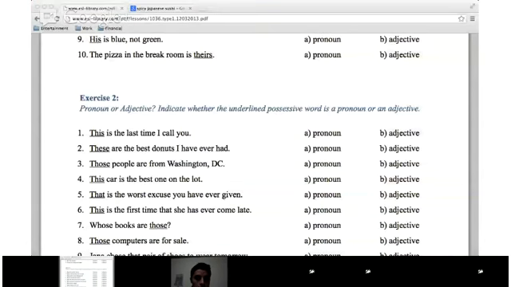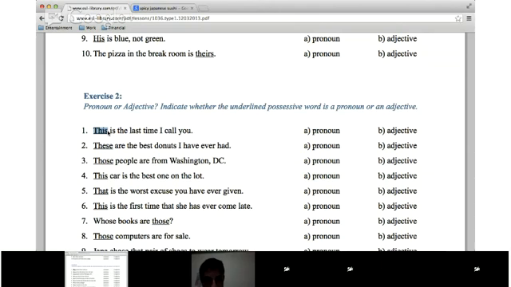Let's go to Jada, number 1, please. This is the last time I call you. It's a pronoun. Good. Yes, this is a pronoun. There's no verb that follows this. Excellent job. Let's go to number 2.